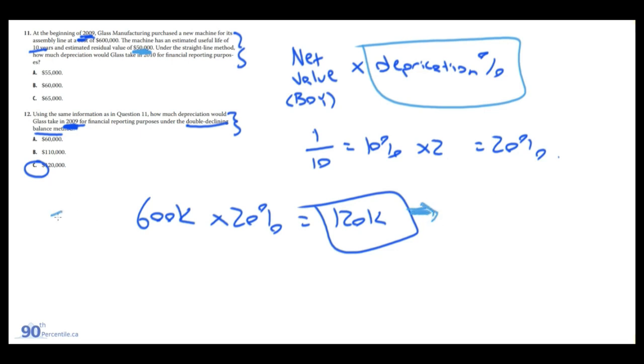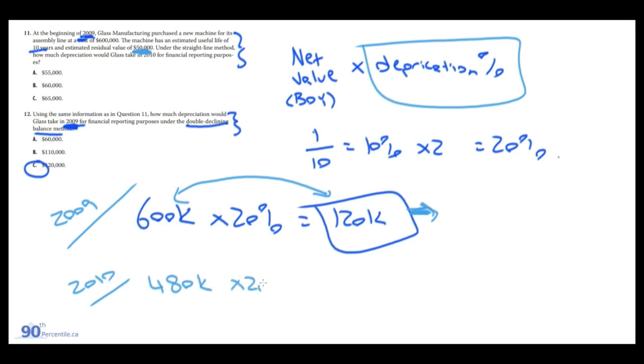Going out of the scope of the question a little bit here, but this was the 2009 depreciation. If we were going to look at 2010, the next year, the net book value would be the difference between the 600 and the 120. So we would have 480K, then we multiply that by 20%. The next year of depreciation, we would get 96K. So you can see the depreciation decreases year over year.